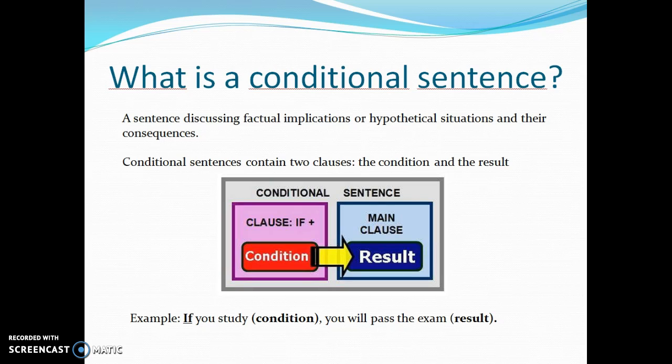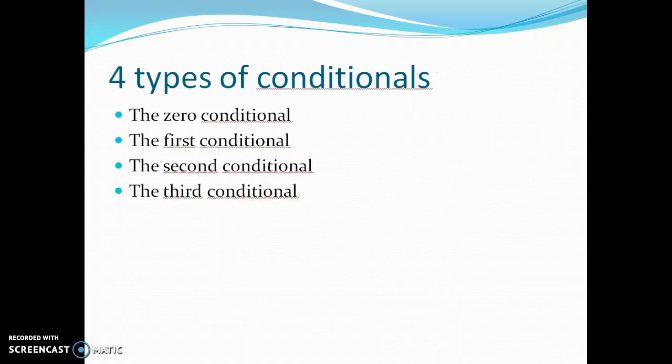A conditional sentence discusses factual implications or hypothetical situations and their consequences. Conditional sentences contain two clauses, and the clause is a part of the sentence. It consists of the condition and the result. For example, if you study, this is the condition, you will pass the exam, which is the result. There are four types of conditionals: the zero conditional, the first, the second, and the third conditional.